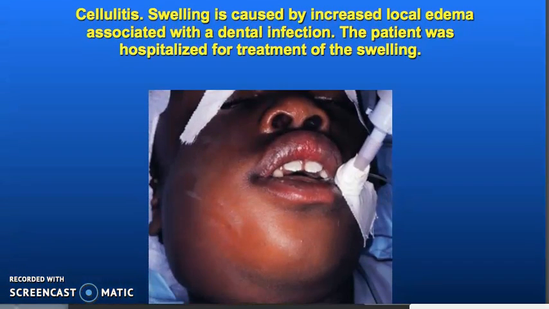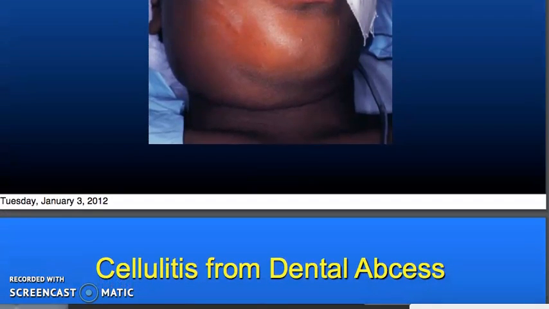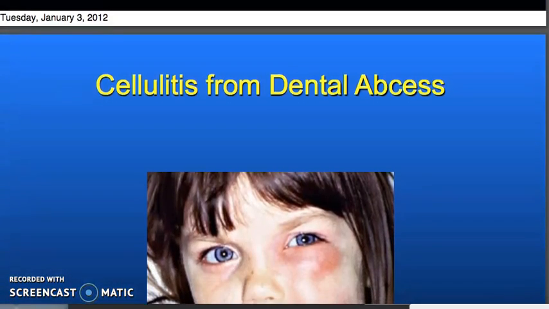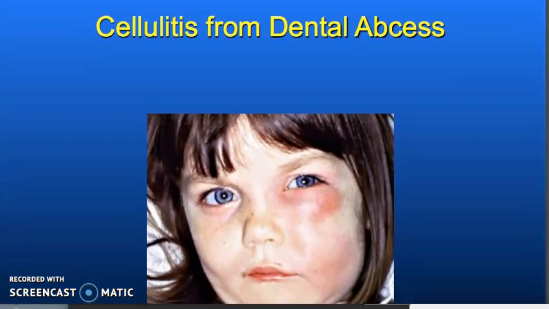Okay, so here is a picture of a child that has been hospitalized. Cellulitis swelling is caused by increased local edema associated with dental infection. The patient was hospitalized for treatment of the swelling. And if you look in this area, you can see how large the swelling is. So that can be very, very dangerous. That's not something that we are going to treat in the dental office. We are going to send them straight to the hospital.